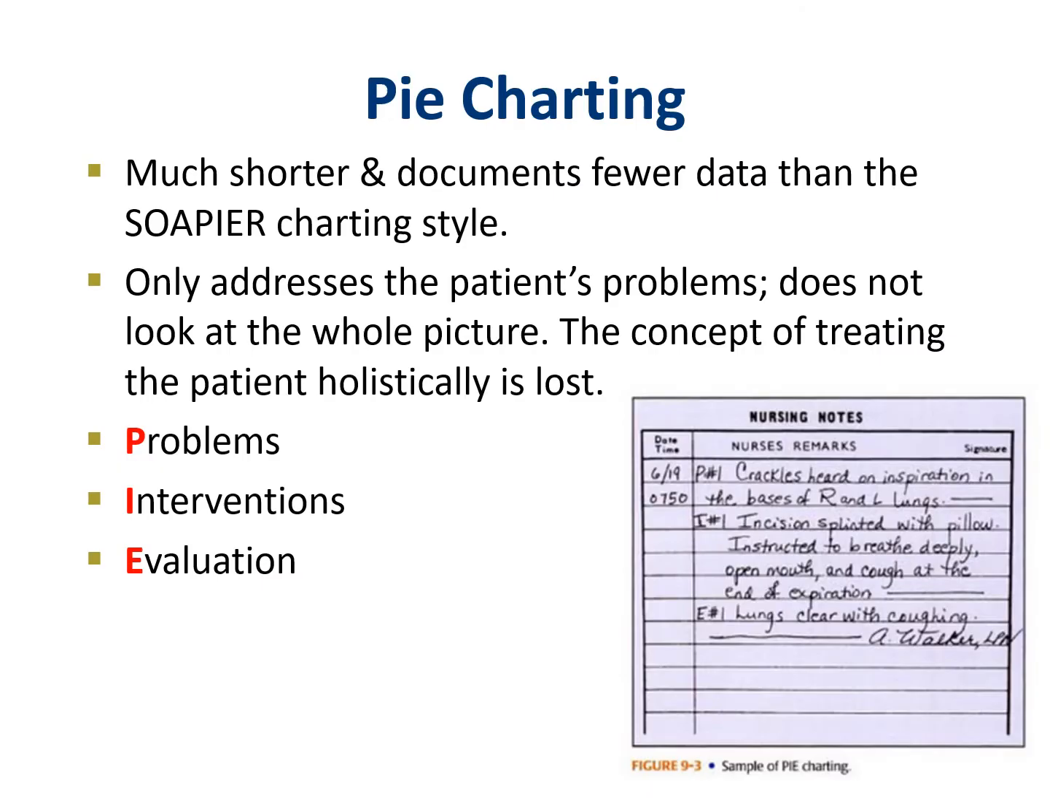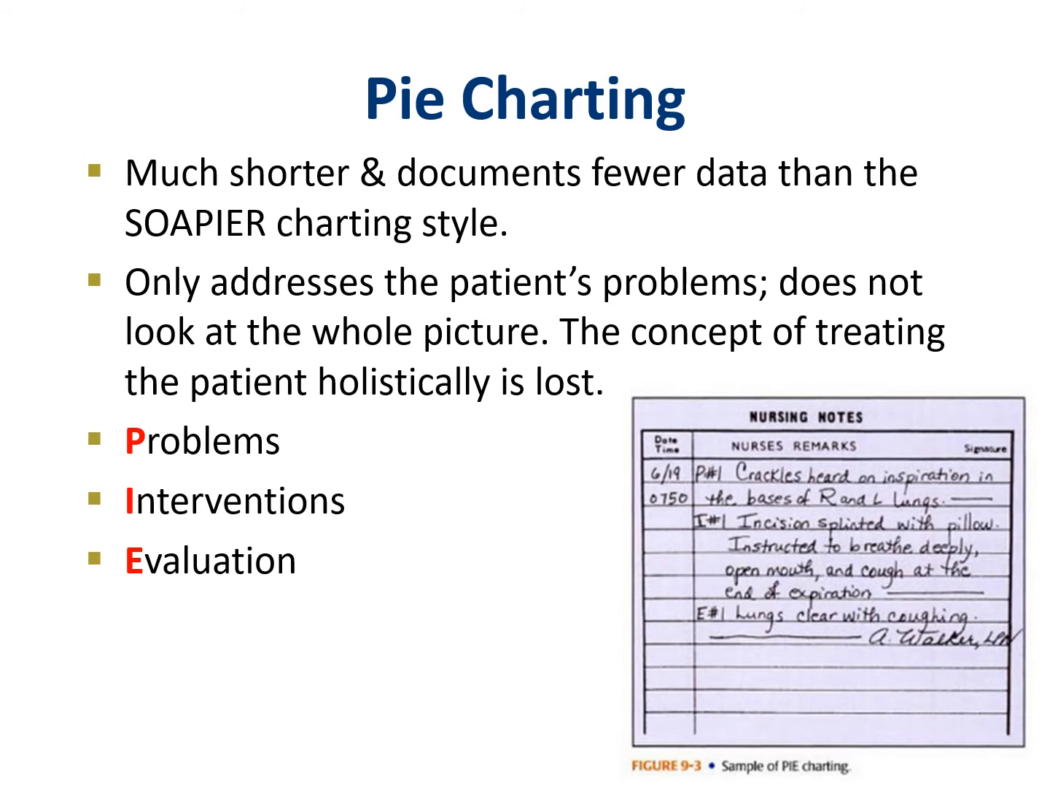PIE charting is another method of documentation that might be used. It's much shorter and it documents fewer data than the SOAPIER charting style in the previous slide. It only addresses the patient's problems. It's not looking at the whole picture. So PIE is also an acronym. P stands for problems, I for interventions, and E for evaluation.